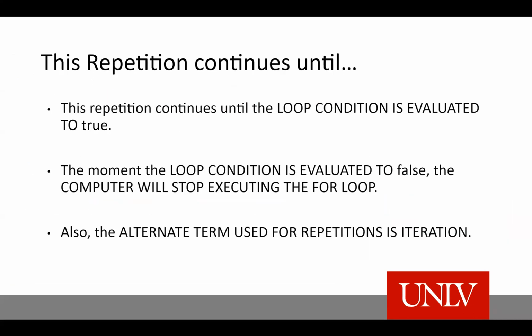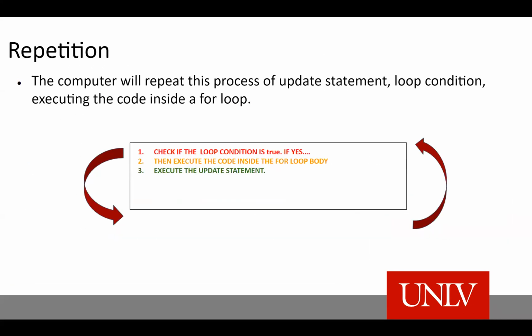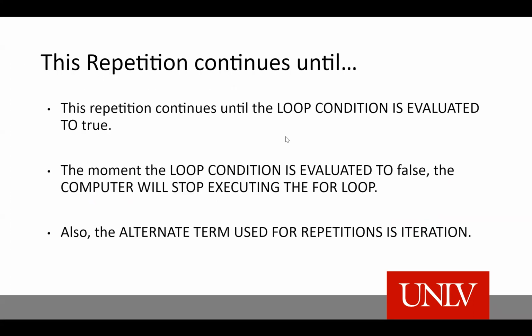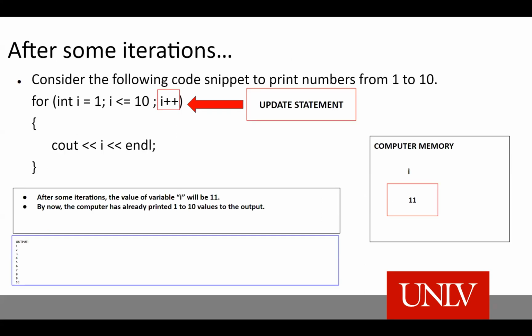Overall, this repetition, every time checking the for loop condition, running whatever code is inside the for loop body, and then updating, this entire thing is what we call a repetition, or an iteration. So an iteration is checking the condition, executing the for loop body, and then updating the for loop variable. In this case, I'm iteratively printing values from 1 to 10 using a for loop.